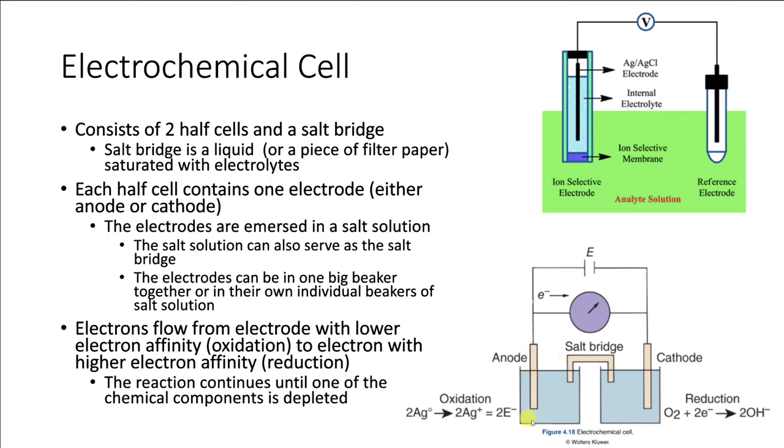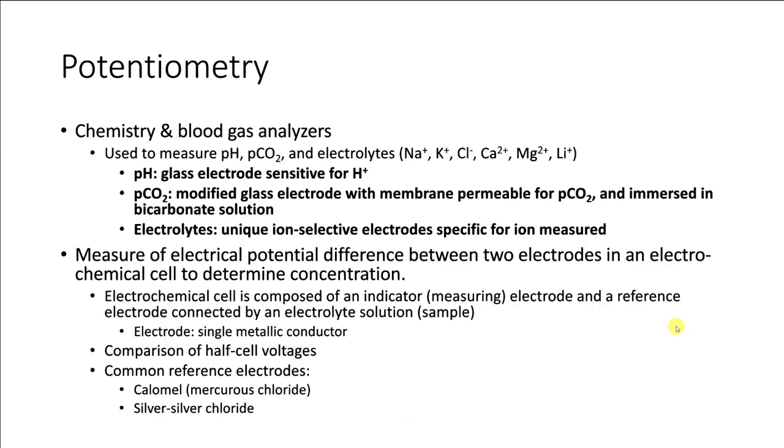So these electrodes are then immersed into a salt solution. Either we'll have a salt bridge or we can just have that salt solution also serve as a salt bridge by connecting these electrodes here. Either way, we just need something to connect these two cells together. So what happens is electrons will naturally flow from an electrode with a lower electron affinity to a higher electron affinity. So we're going to do a redox reaction, going from oxidation to being reduced. And this chemical reaction will continue until one of the chemical components is depleted.